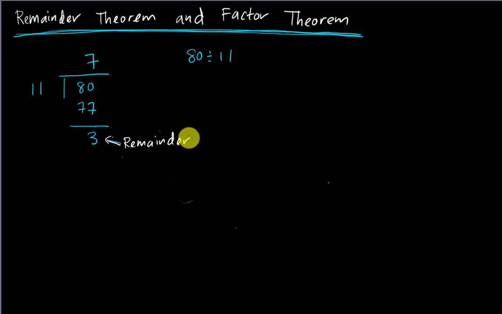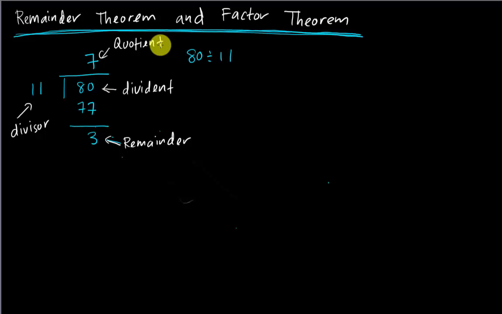Okay, and actually all of these, the 80 and 11, have their own names in this topic. The 80 over here, they call it the dividend. The 11, they call it the divisor. And the answer, 7, they call it the quotient. This is just a name. It doesn't play a very important role here.